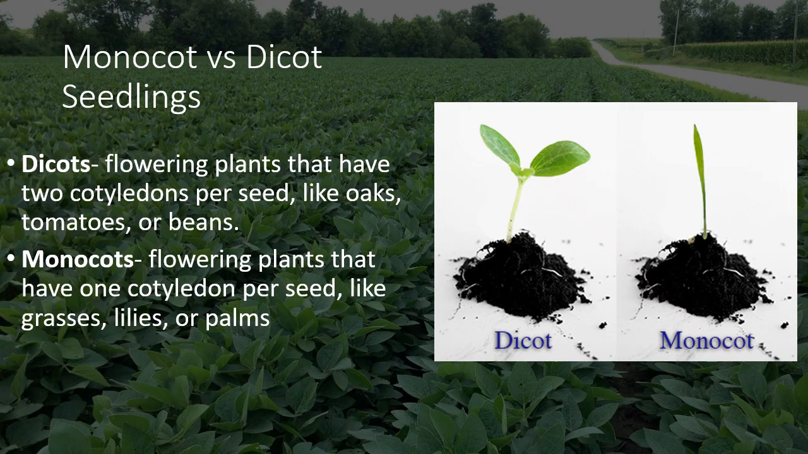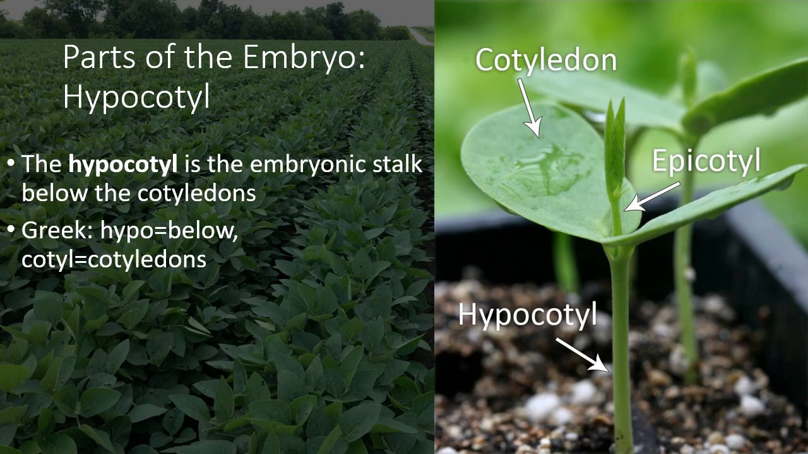Monocots and dicots do differ in other ways. For example, monocots tend to have parallel veins, dicots tend to have branched veins. Monocots tend to have floral parts in multiples of threes and fives. Dicots tend to have floral parts in multiples of fours and fives. So there are some other differences as well, but these are kind of the two major groups of flowering plants.